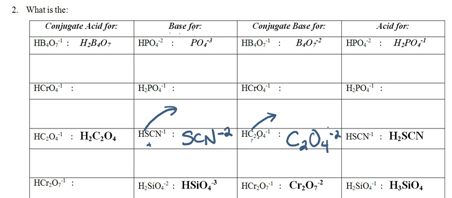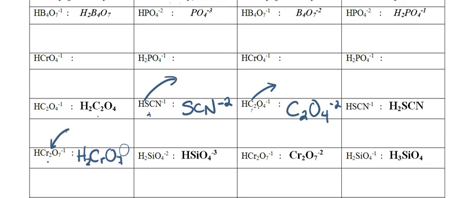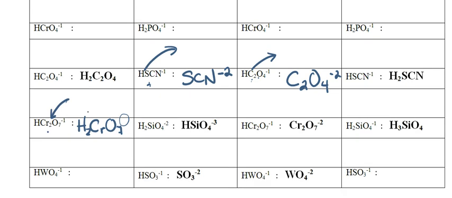All right. Looks like I got maybe one more that I have empty here. It wants to know what is the conjugate acid for this. So this is acting like a base. What do bases do? They accept. So we'll put the hydrogen on the front, so H2CrO7. And since it had a -1, there should be no charge there. All right. I hope that helps.